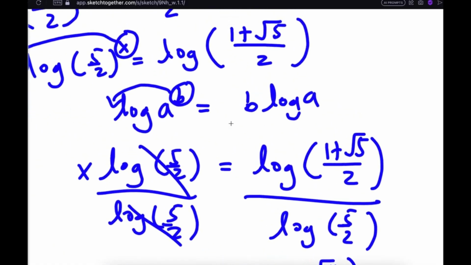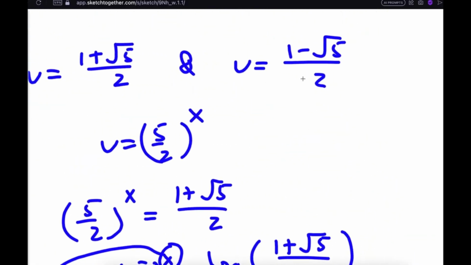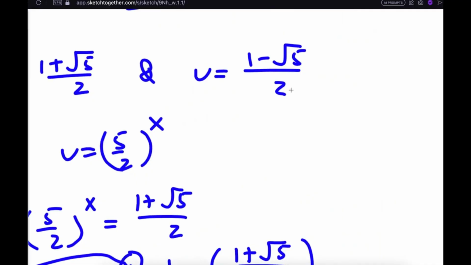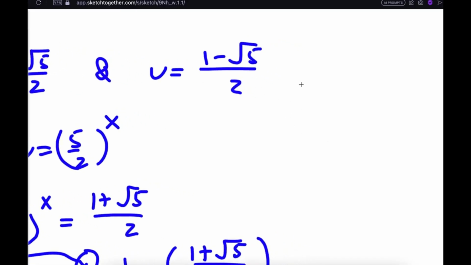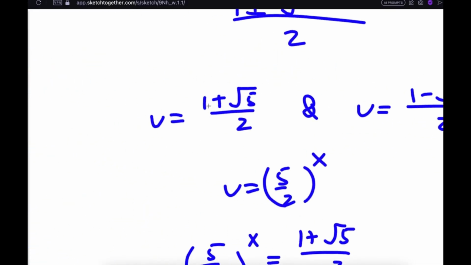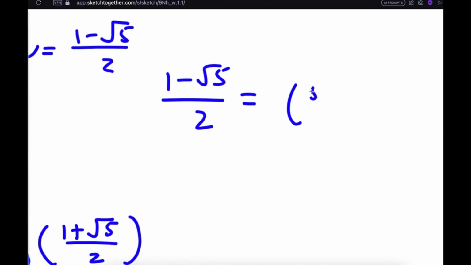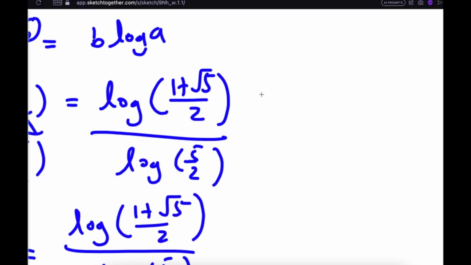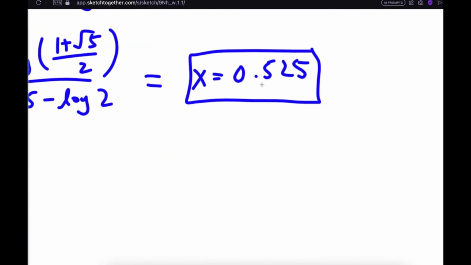Now for our other value of u, we have u is equal to (1 minus the square root of 5)/2. And now if I plug this in, I get (1 minus the square root of 5)/2 is equal to (5/2)^x. However, this actually is rejected because 1 minus square root of 5 is a negative number, and you can't take a power of a positive number and make it negative. So this has no solution, meaning our only solution for x is 0.525.